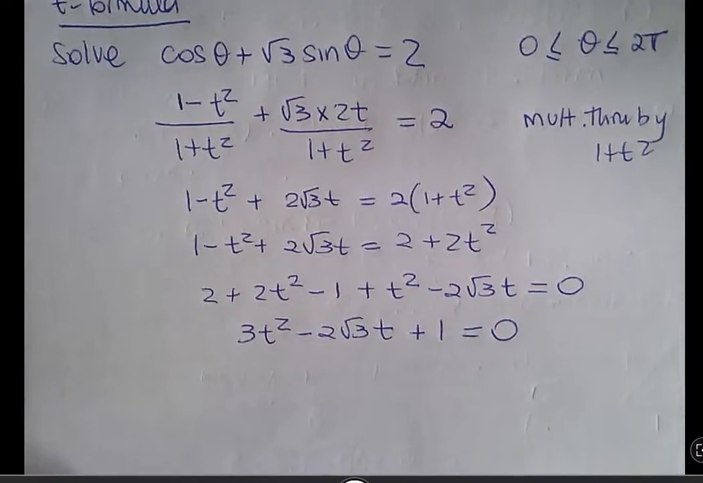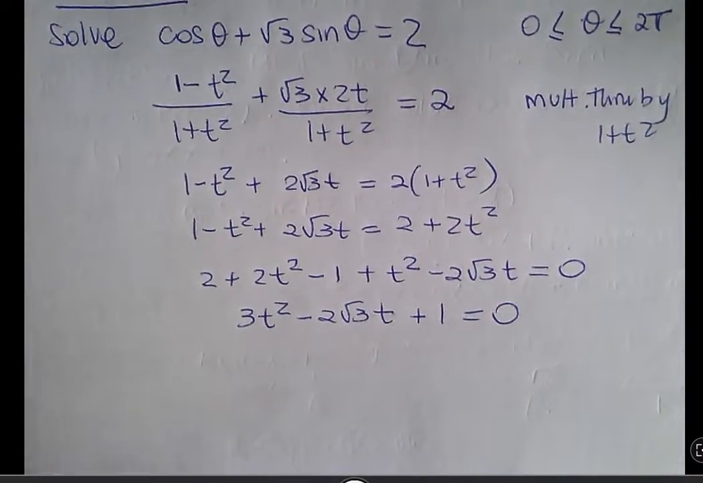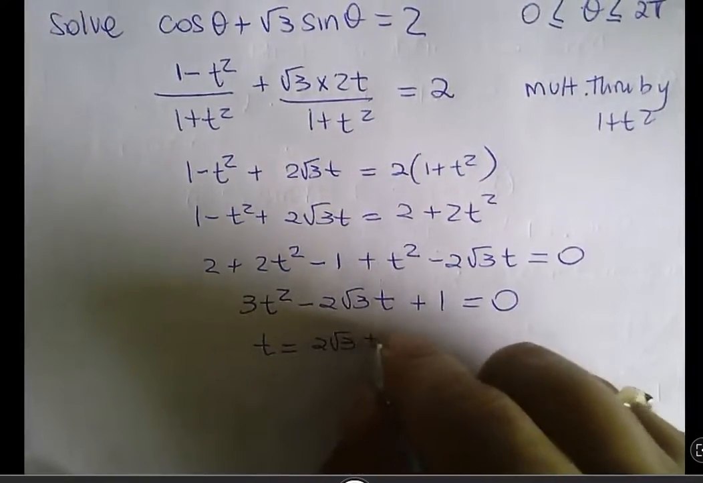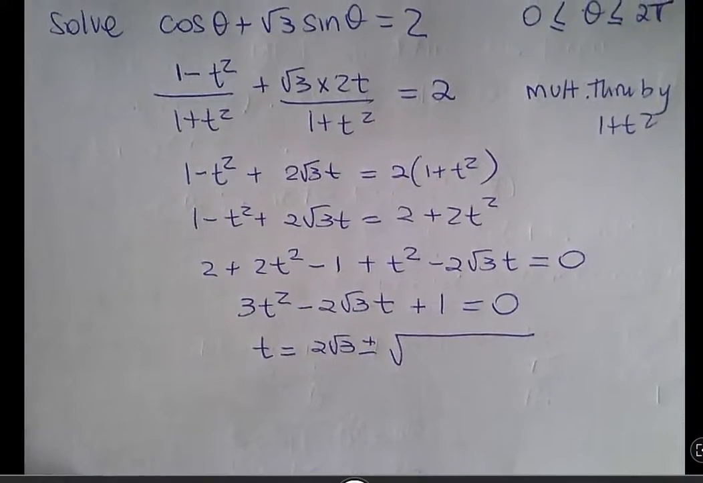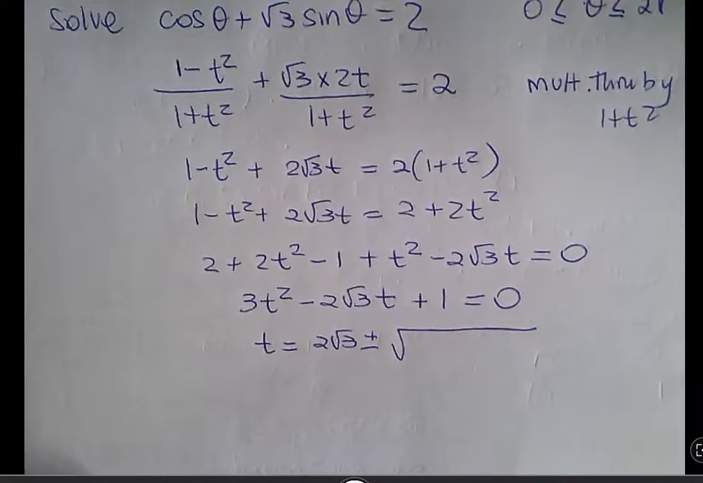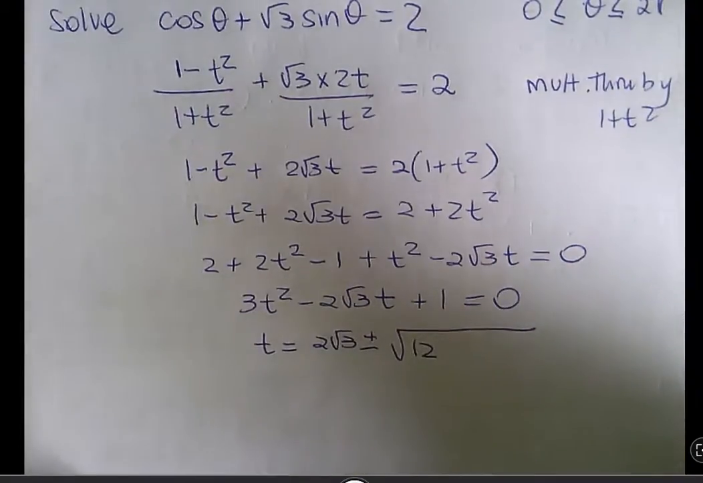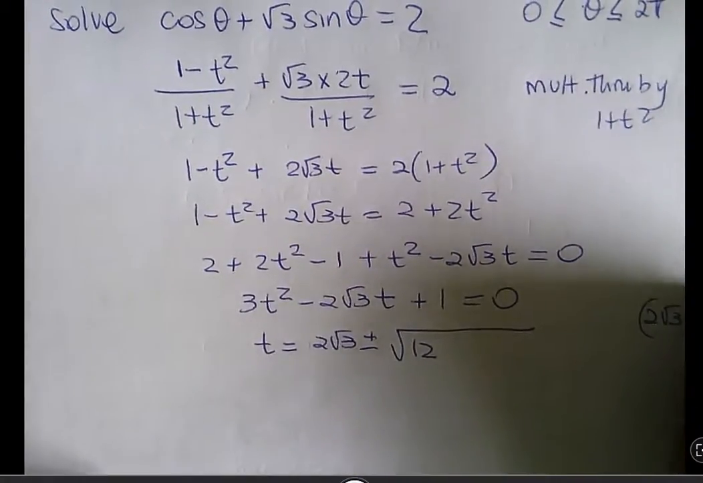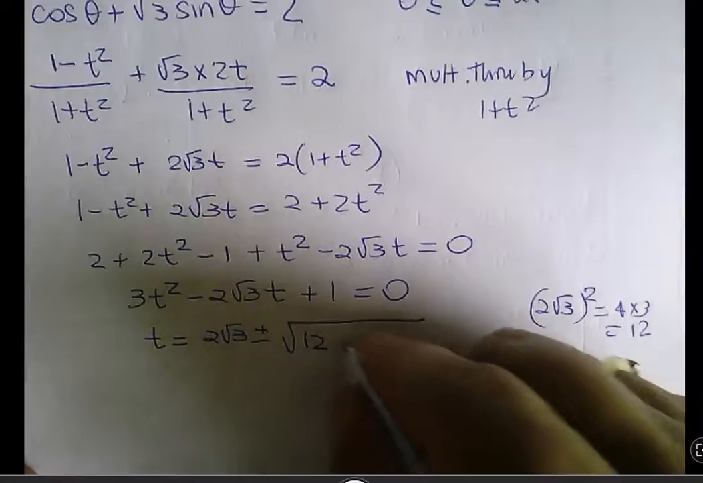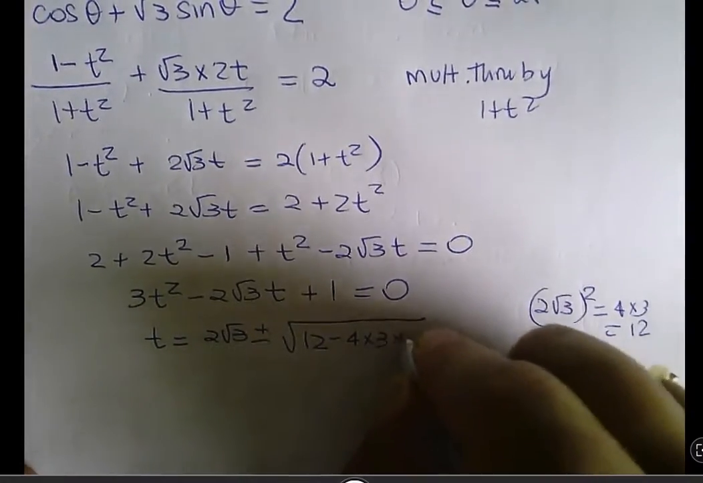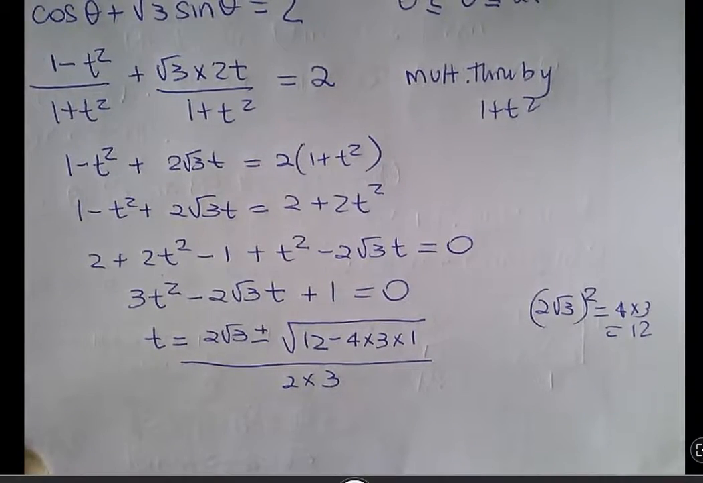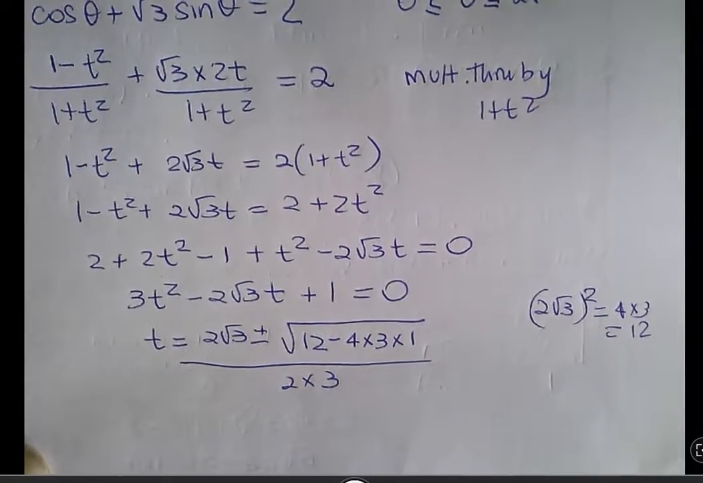Geez, I could not factorise that. So we're going to use the quadratic formula. T equals negative b, which is 2 root 3, plus or minus the square root of 2 root 3 squared. What do you think that is? You square the 2, you get 4. Square the root 3, you get 3. 4 times 3 is 12. So it's b squared minus 4 times a times c over 2 times a. So 12 minus, square root of 12 minus 4 times 3 times 1, over 2 times 3.